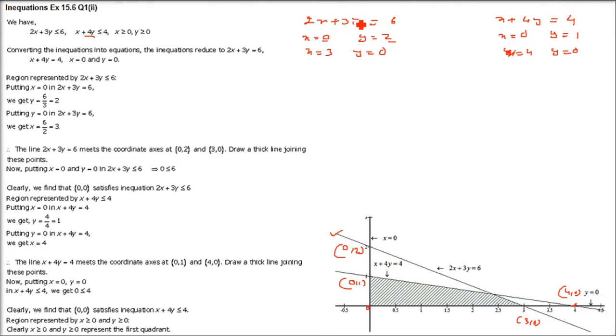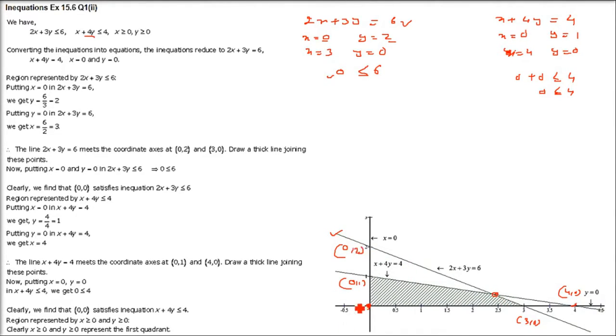This origin, where does it lie, below or above? So x equal to 0, y equal to 0. This is 0 plus 0 less than or equal to 6. So 0, 0 is below that line, in the solution set. Now again, x equal to 0, y equal to 0. Is it less than or equal to 4? Yes, it is. So 0, 0 comes in the solution set of both these lines. So it is below both the lines. But we have to take the intersection, the common portion.